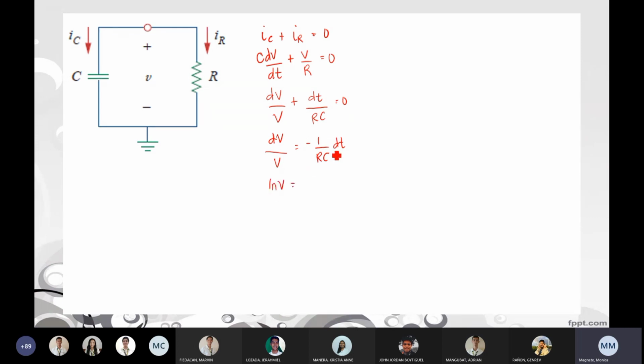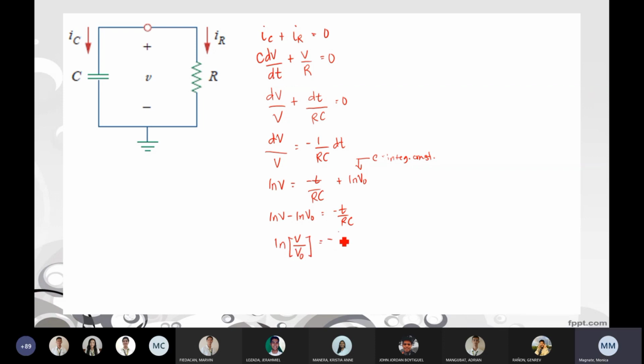So integrating both sides, I'll have ln of V is equal to negative t over RC, because negative 1 over RC is just a constant, and I can have here an integration constant ln of V sub 0 so that I can transpose it on the other side. So I will have ln of V minus ln of V sub 0 is equal to negative t over RC. And by law of logarithm, we have ln of V all over V sub 0 is equal to negative t over RC.